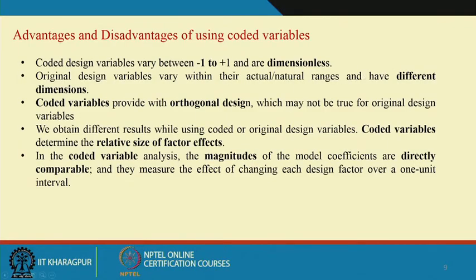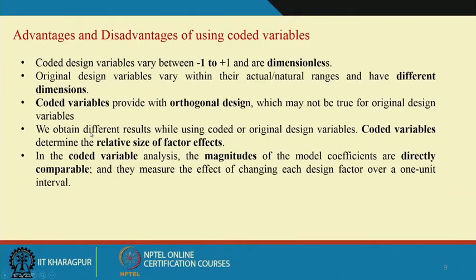Now, coded variables provide an orthogonal design. This is very, very important. This provides you an orthogonal design, which may not be true for original design variables. Orthogonality means that the dot product of two coded variables, if you consider the values, will become 0. So, the independence part will be important here.